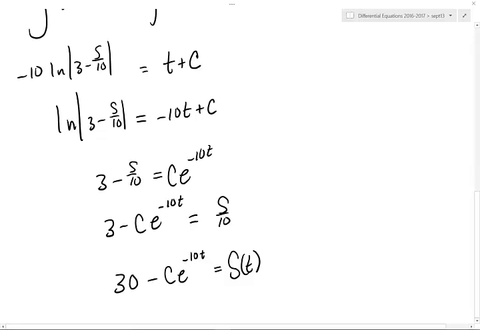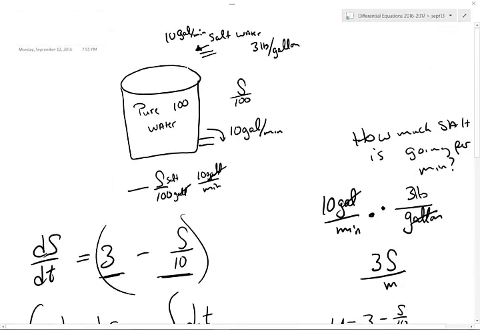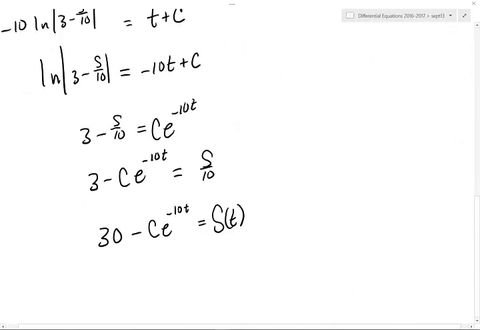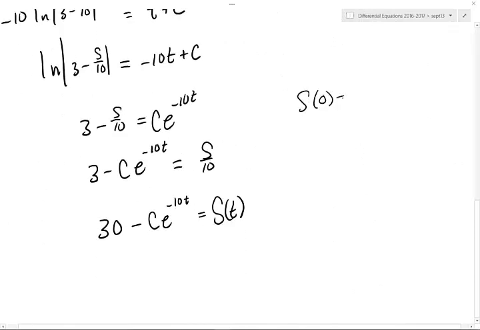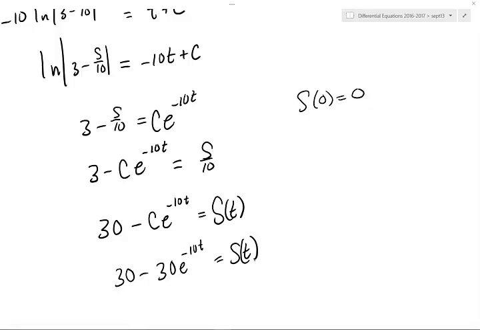Now, what happens here? Well, I know initially it was pure water. How much salt was in the tank initially? S of 0 was 0. Meaning that what had to be true? Well, e to the 0 is 1, so C must be 30. And away you go. A problem like that's kind of a slick deal. Obviously, as time goes to infinity, this is going to go to 30.